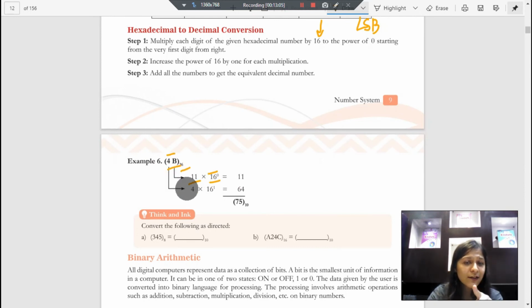Now we will multiply 4 into the second position. What is the weightage of this place? This position is 0. This position is 1. So 4 into 16 to the power 1 means 64. We have simply found that 4b in hexadecimal means 75 in decimal. So isn't this very easy? Now let me help you convert the number 2a from hexadecimal to decimal system.